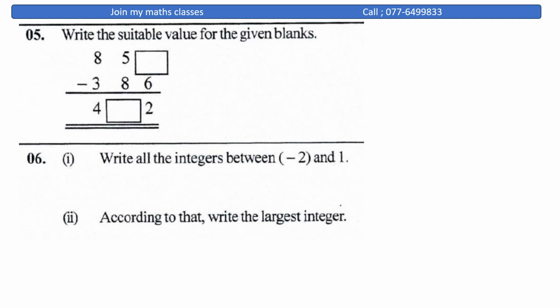And this question 5, write a suitable value for the given blanks. This is a subtraction, so this should be nothing but 8, because 8 minus 6 is 2. And here 5 minus 8 is not possible, so obviously 1 has to come from here. Therefore it should be 15. 15 minus 8 is 7. So this is it.